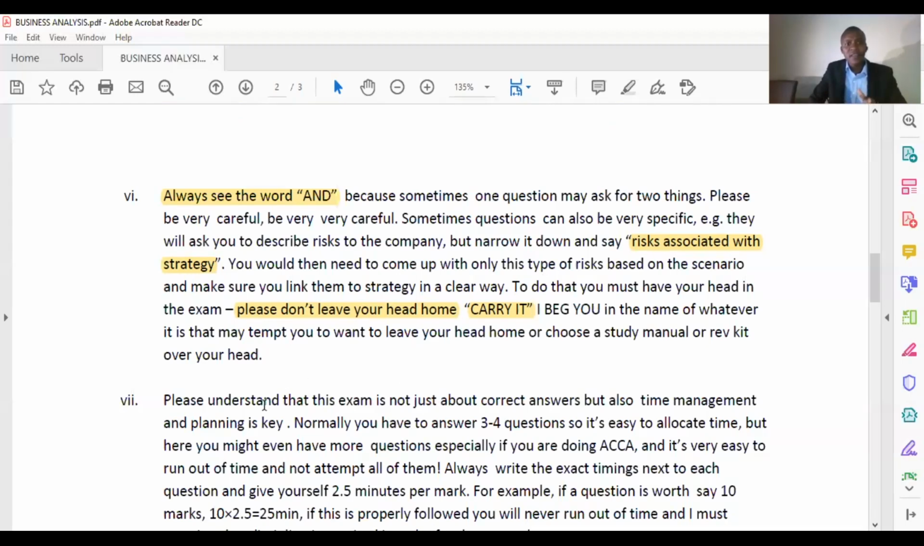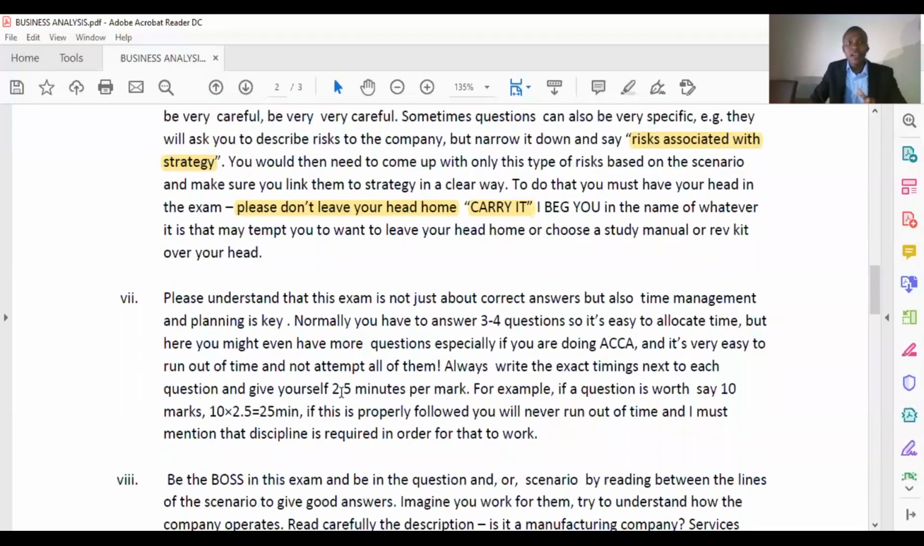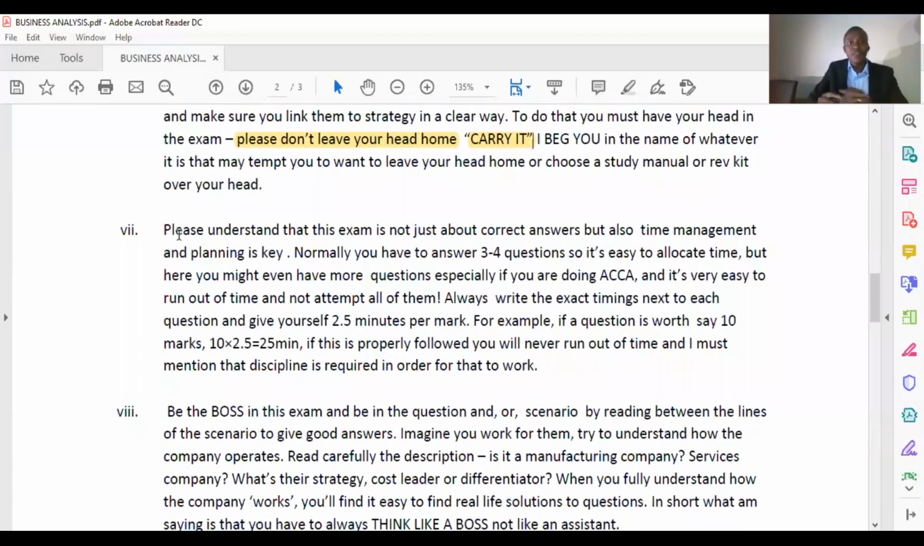Number 7, there's a wonderful point which I think is worth knowing. I've written there that please understand that this exam is not just about correct answers, but also time management and planning is key. It's not about the correct answers. You must be able to plan, manage your time properly in order for you to pass.